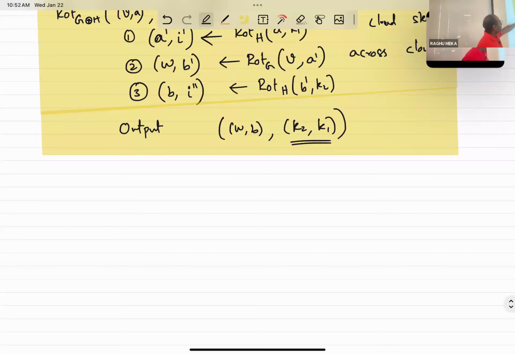Okay. So I ended up at vertex (w, b), but I am at (w, b)'s k2, k1 labeled edge. Okay. Any questions about this?